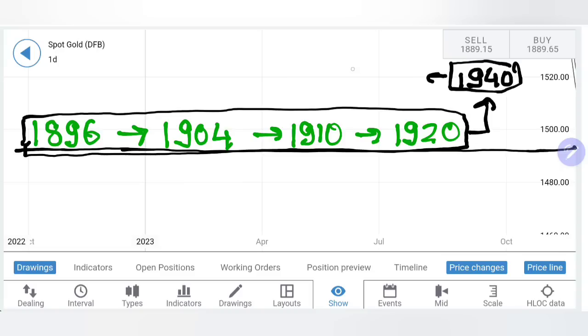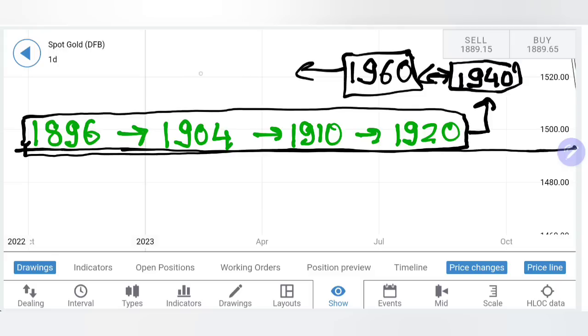This is the zone, 1940 and then 1960. This is a zone where we should remain neutral on gold. It is neither bullish nor bearish in this zone, and this is the next resistance zone. If, and only if, you see it staying above 1960, sky is the limit on the upside. Hence you have to be careful of this.